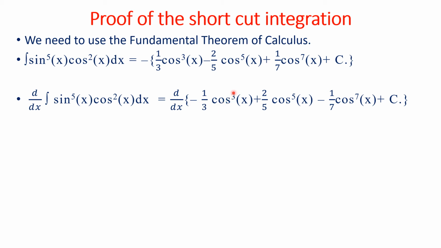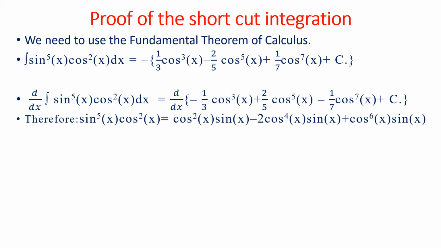When we do a derivative, we take the exponent multiplied by the variable and reduce the exponent by 1. So if you take the 3 multiplied by 1 over 3, it's going to give us 1. And reduce 3 by 1, so we'll get cosine square x. So we're going to have cosine square x, which is right here.